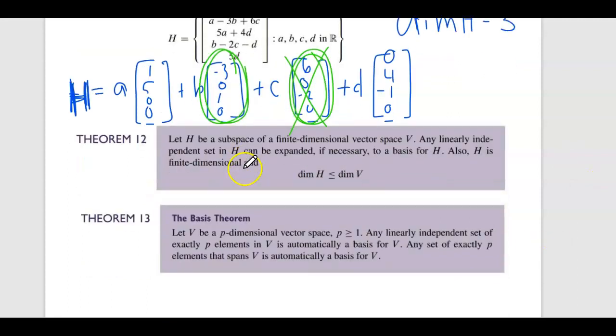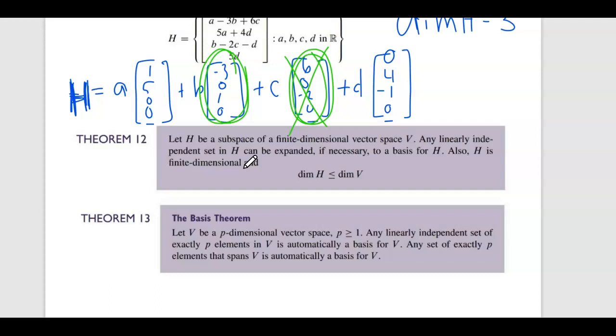There are a couple other theorems here from the book just about dimensions overall. If H is a subspace inside a finite dimensional vector space, then any linearly independent set in H can be expanded to a basis. That makes total sense, and the dimension of H must be less than or equal to the dimension of V. We just kind of did a problem like that.